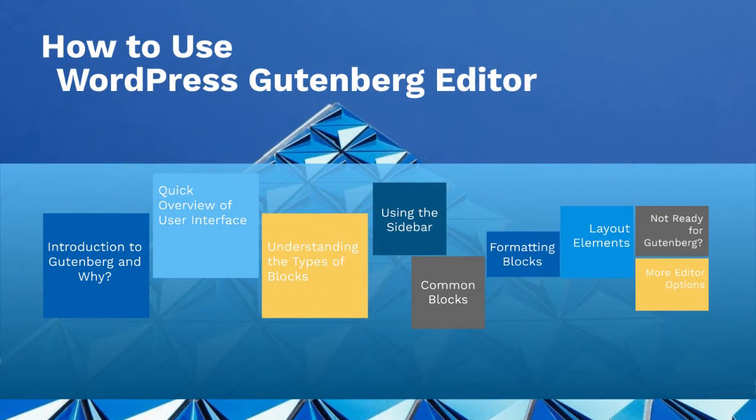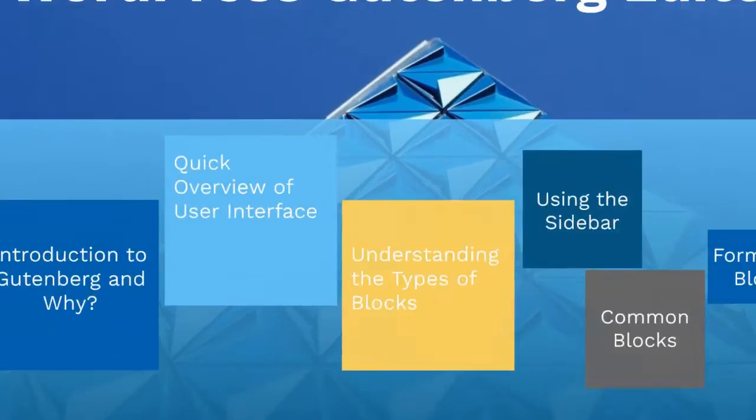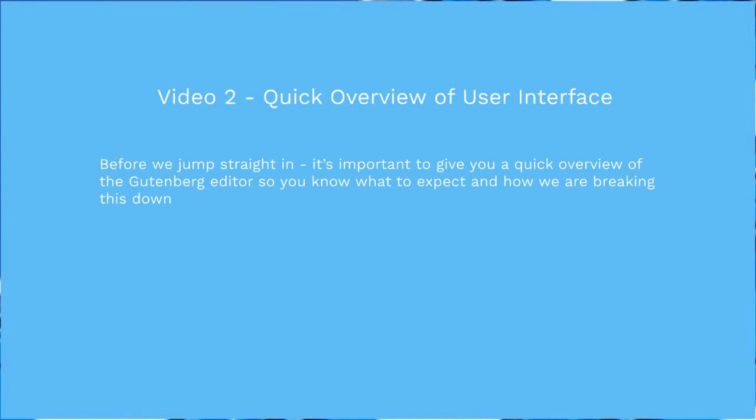Hello and welcome back. This is video number 2, and we're going to talk about a quick overview of the user interface. Before we jump in, I want to say that it's important to give you a quick overview of the Gutenberg editor so that you know exactly what to expect. You know how everything is broken down, and where things are accessible. So with that said, let's go ahead and go to a WordPress dashboard and I'll show you around.